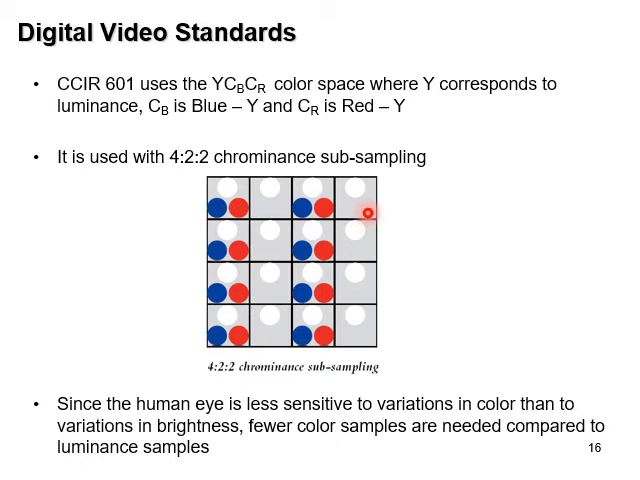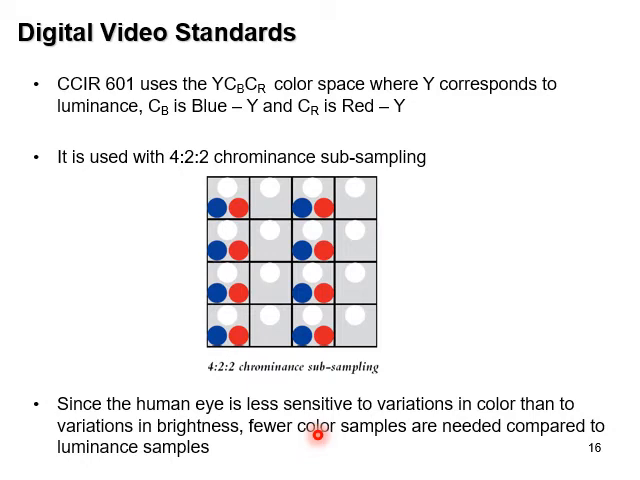Now, how about the quality of the image? The good thing is, and this is the whole basis why this is used, that the human eye is less sensitive to variations in color than to variations in brightness. Fewer color samples are needed compared to luminance samples. So what does this mean? We as humans can feel little differences in brightness, but when it comes to variations in color, we cannot notice those variations that much.